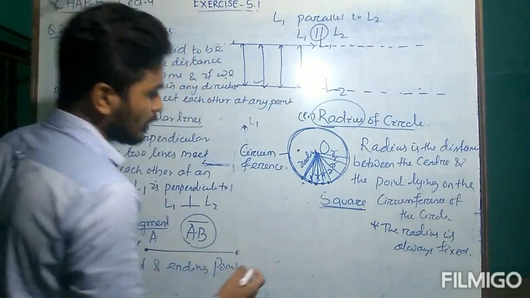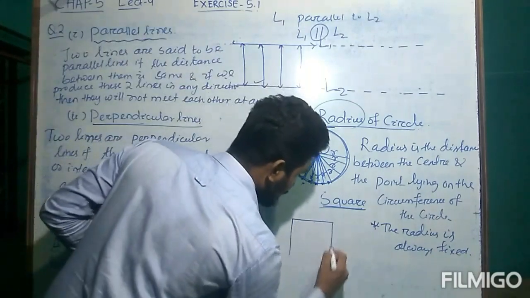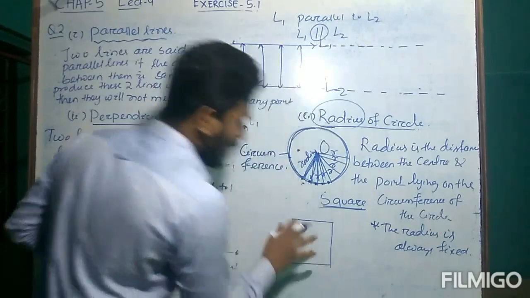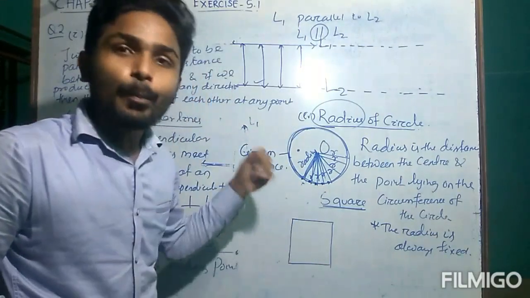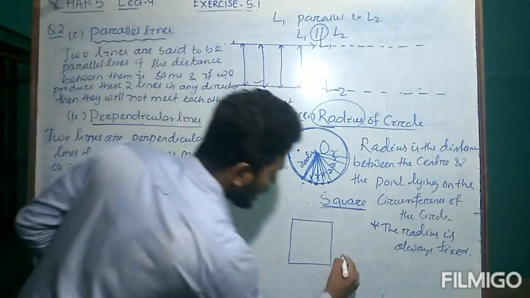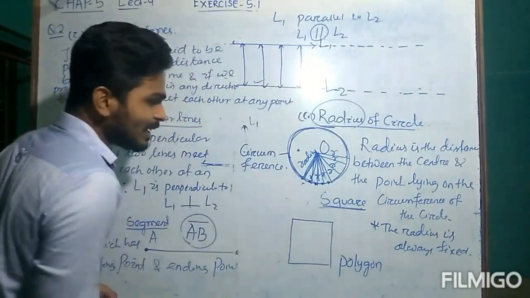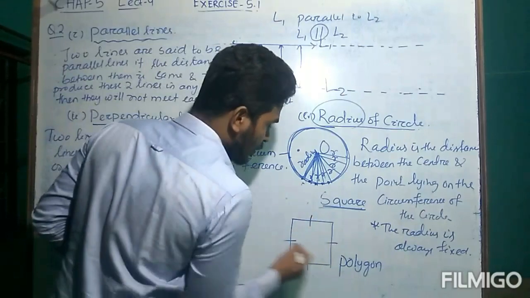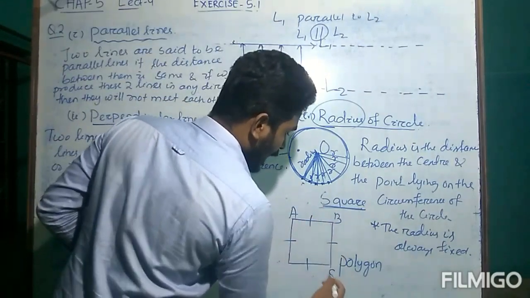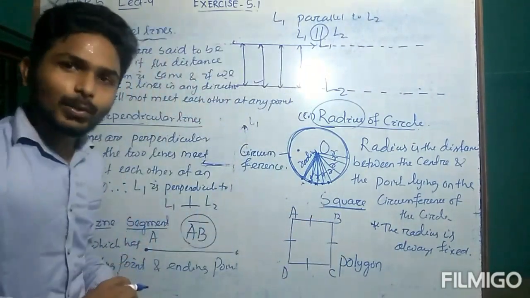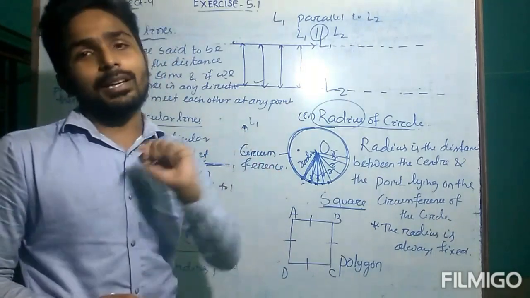Right? The next definition is the square. What is a square? You already have an idea about it. First of all, a square is a polygon. How many sides does it have? 1, 2, 3, 4. It has 4 sides, and all the sides are equal. So it is a regular polygon.